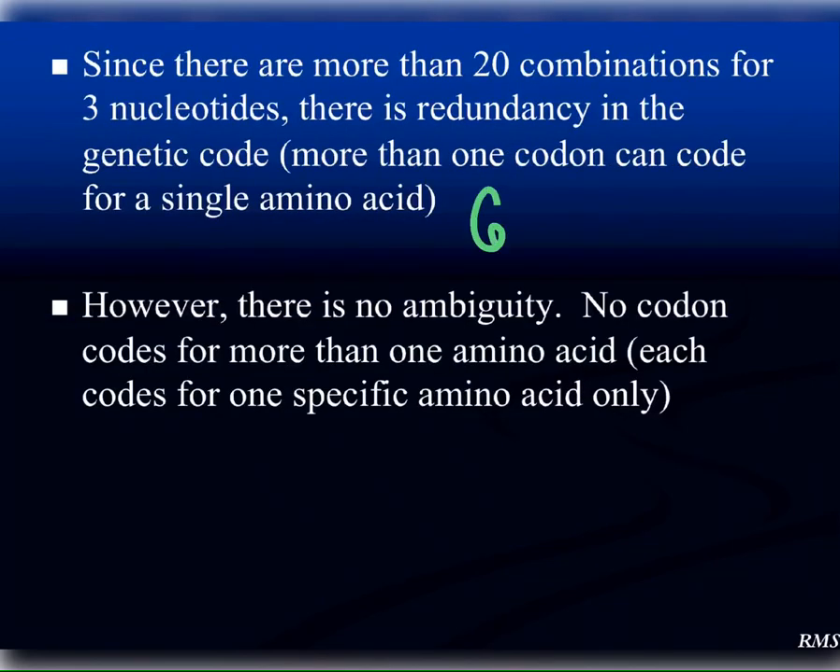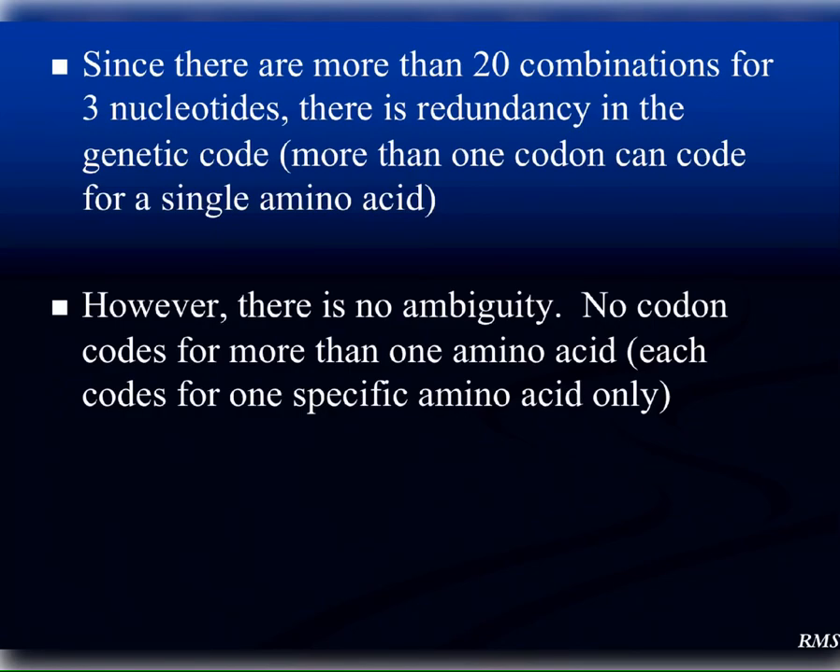Now, there are 64 combinations, but remember 3 of them were stop codons. So there are 61 that code for amino acids, but there are only 20 amino acids. So realize there's redundancy in the genetic code. You can have more than one codon that codes for a single amino acid. However, there's never any ambiguity or confusion. No codon codes for more than one amino acid. Each codes for one specific amino acid only. And I'm going to show you a chart and re-explain that, because it makes more sense when you see it.